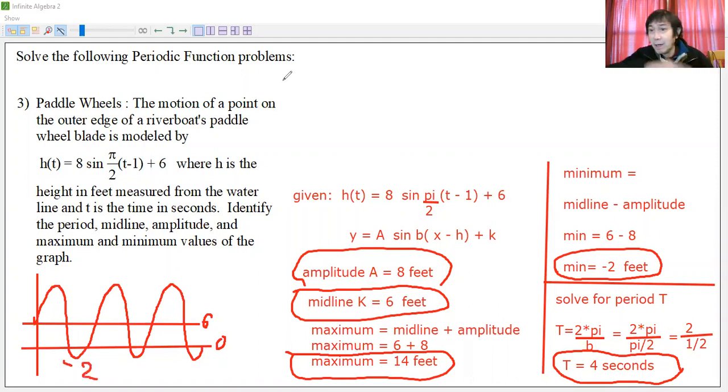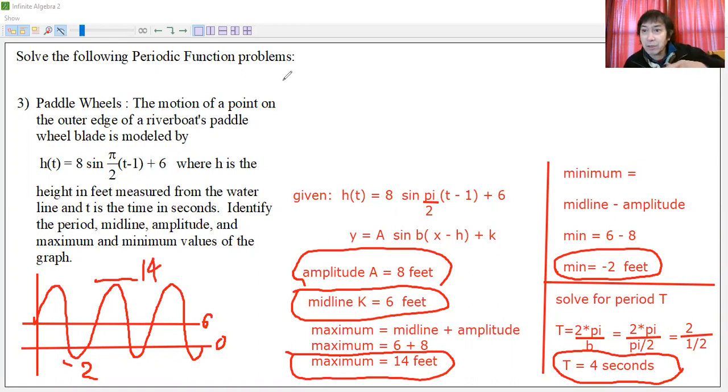There. And then the highest peak is from the level 6, it swings upward. That means plus the magnitude of the amplitude 8. That means 6 plus 8. So this level is 14 there. So that's why we know our maximum is 14 feet, and the lowest part is below the 0 level. So it's a negative, okay? That's why we have negative 2 feet.